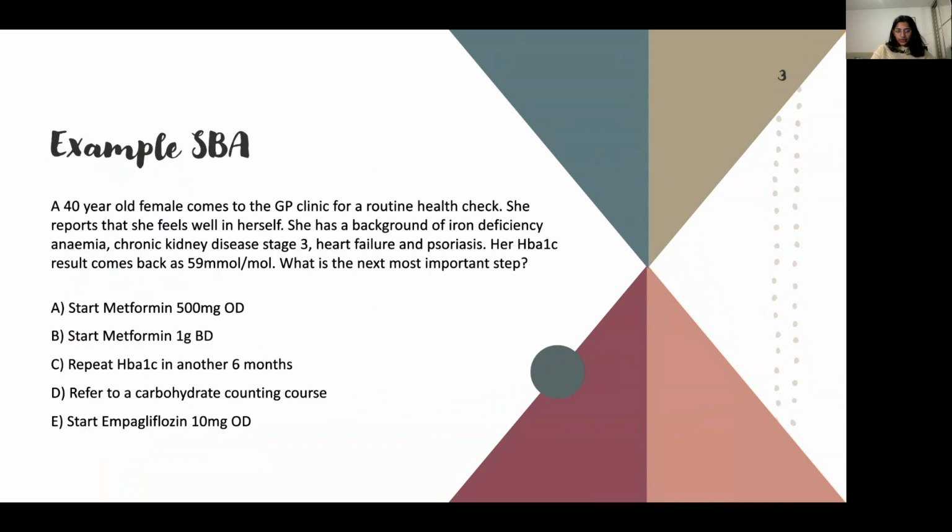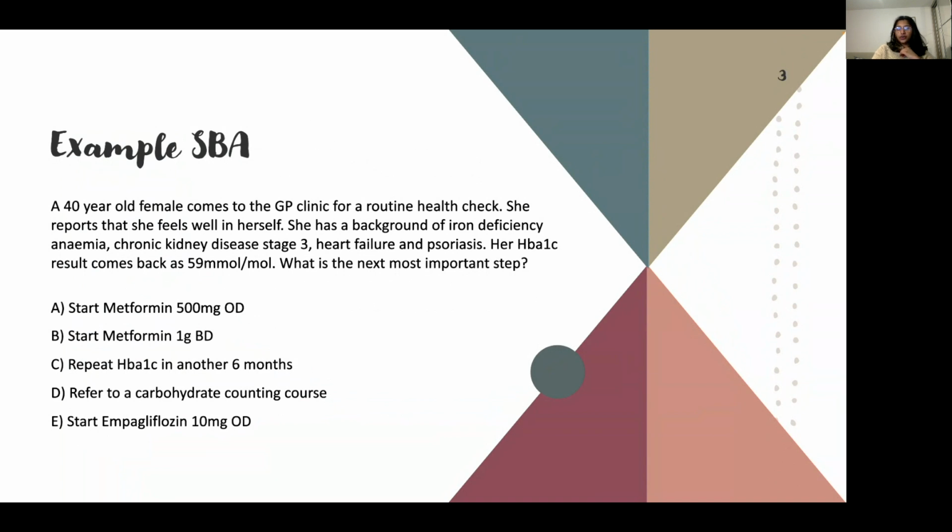So to start with, I'm just going to show you an example of a question that you could get. I'll just read it out for you. It's a 40-year-old female who comes to the GP clinic for a routine health check. She reports that she feels well in herself, has a background of iron deficiency anemia, chronic kidney disease stage 3, heart failure, and psoriasis. Her HbA1c result comes back as 59 millimoles per mole. What is the next most important step?